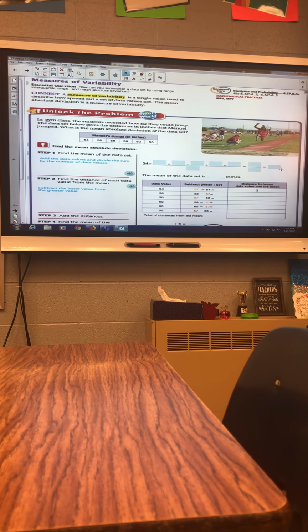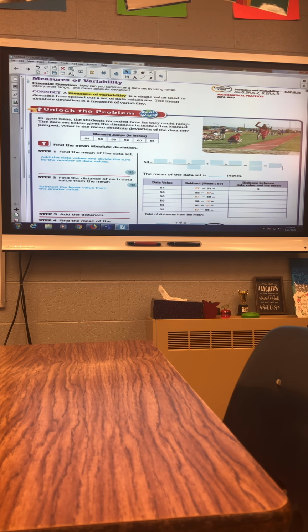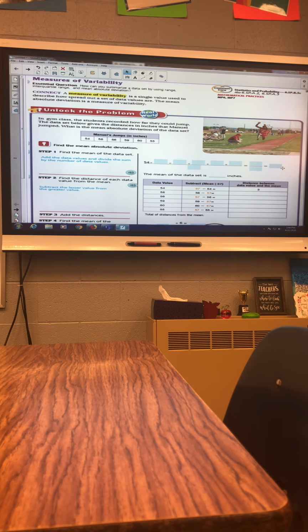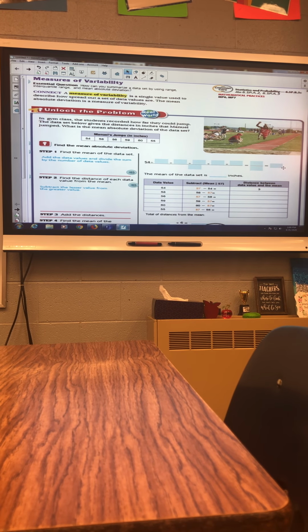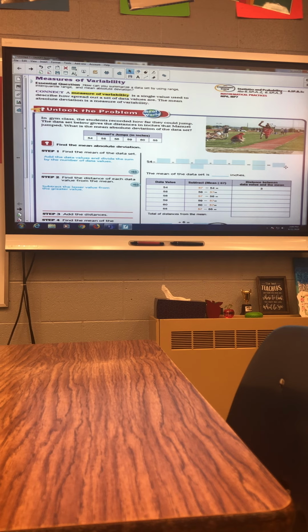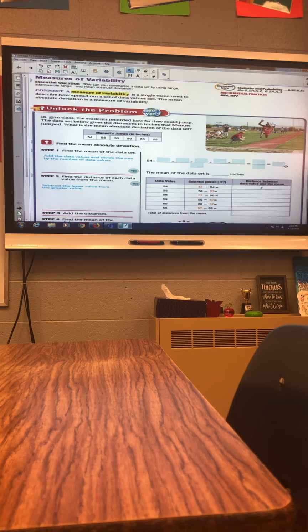The mean absolute deviation is a measure of variability. So there are 3 types of variability measures we're going to learn today. Mean absolute deviation, you've already learned, so we're going to do a little review on that. And then range and interquartile range we'll look at today. All right, unlock the problem.